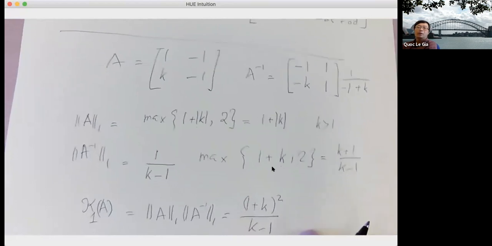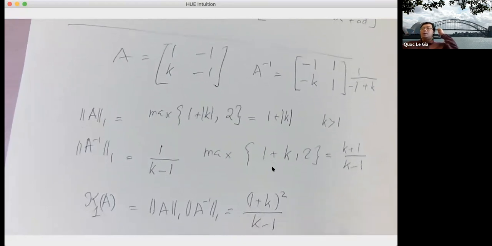So you see, what is the formula here? The formula is (1 plus k) squared over k minus 1. And when k is very close to 1, then the condition number can be very big.